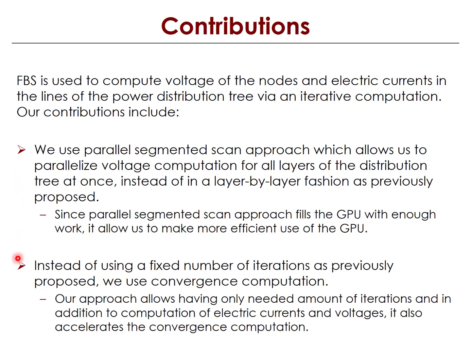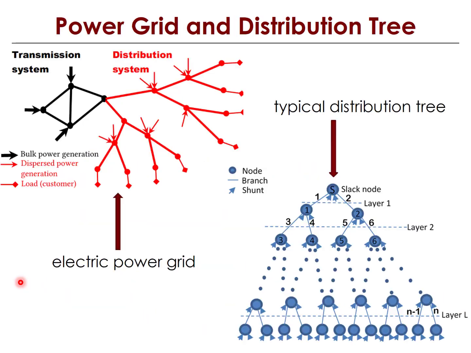Another contribution of our study is that we compute voltage differences between iterations, which is used to decide whether to end the FBS computation or not, also on the GPU, whereas the previous study ignored this convergence computation and instead performed a fixed number of iterations. Hence, our approach allows having only the needed amount of iterations, and in addition to computation of electric currents and voltages, it also accelerates the convergence computation.